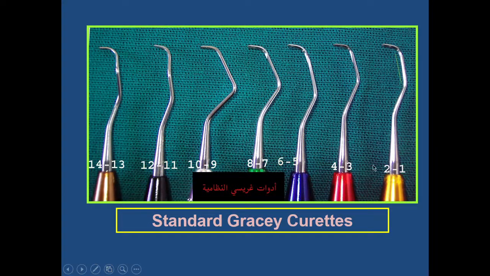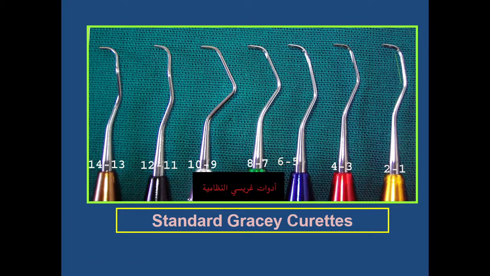As we see, the 1 and 2, the 3 and 4, and the 5 and 6, all of these do nearly the same job. 1 and 2 for the incisors, 3 and 4 for the incisors, 5 and 6 for the incisors and the premolars. So we can use 5 and 6 instead of 1 and 2 and the 3 and 4. Yes. And 7 and 8 and 9 and 10 do the same job. So we can select one and not use the other. But 11 and 12 is unique, and 13 and 14 is unique.